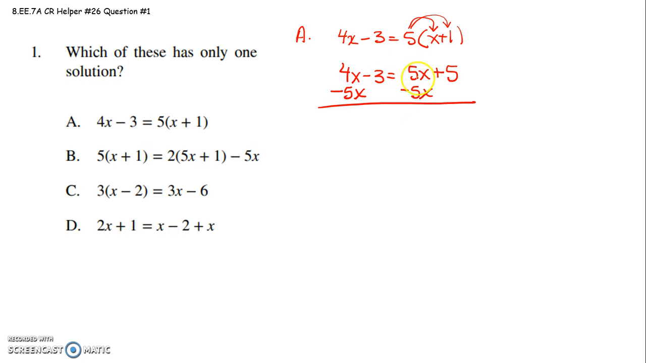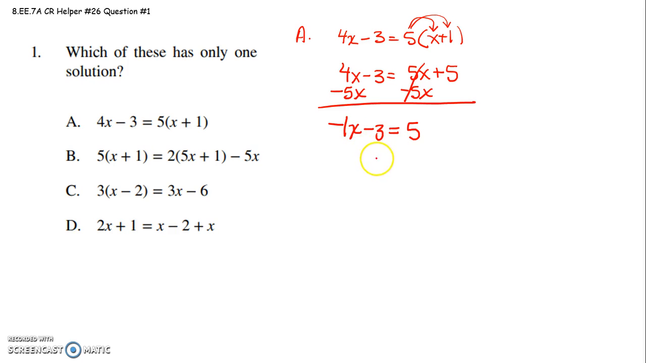So how do I make it zero out on the right-hand side? 5x minus 5x zeroes out. 4x minus 5x is negative 1x. I still have my minus 3, I still have my equal sign, and I still have my positive 5 here. Now this is just a two-step equation.